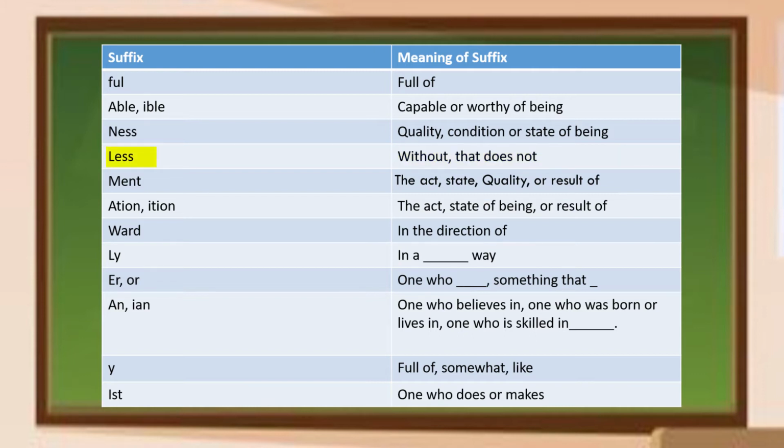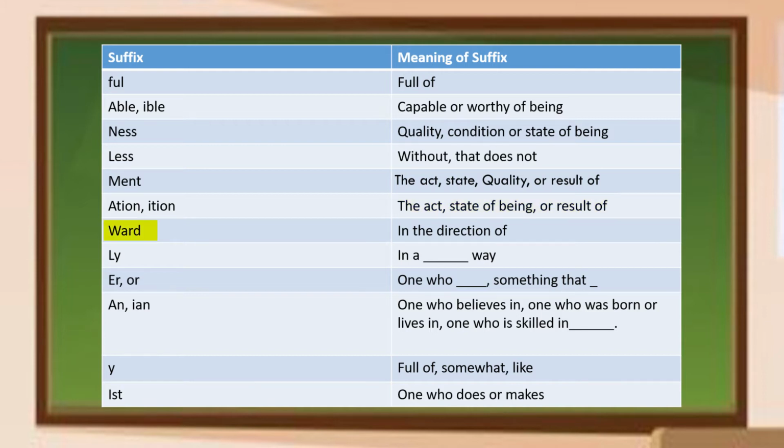Then we have the suffix less, meaning without or that does not. Next example, ment, meaning the act, the state, or the quality, or the result of. We have the suffix ment, meaning the act, the state, or the quality of something. Then we have ation, meaning the act, the state of being, or the result of.